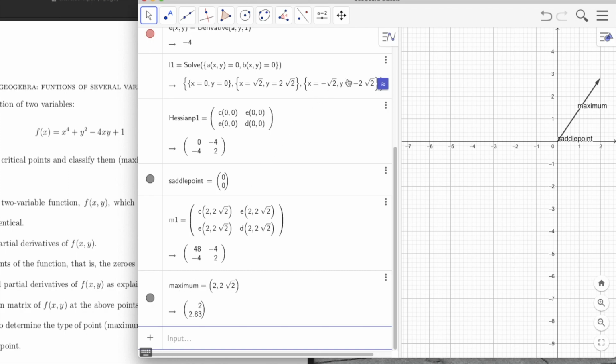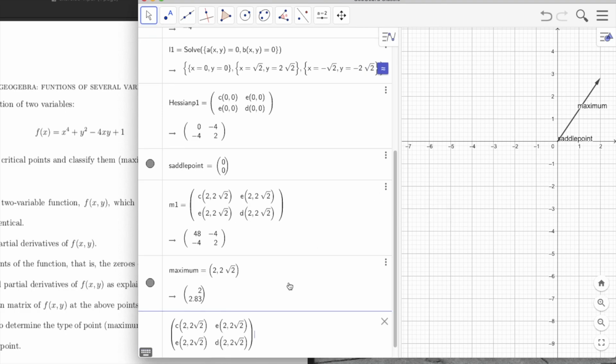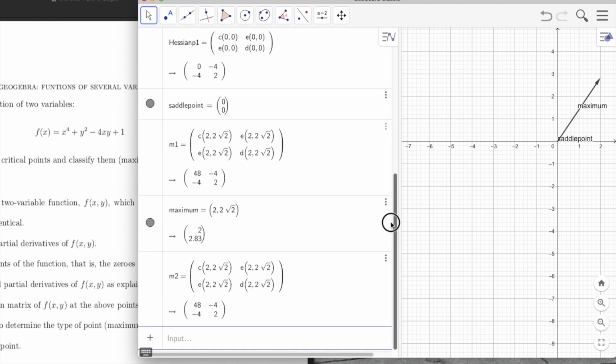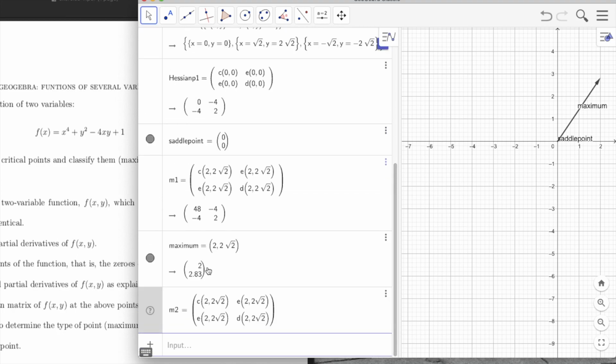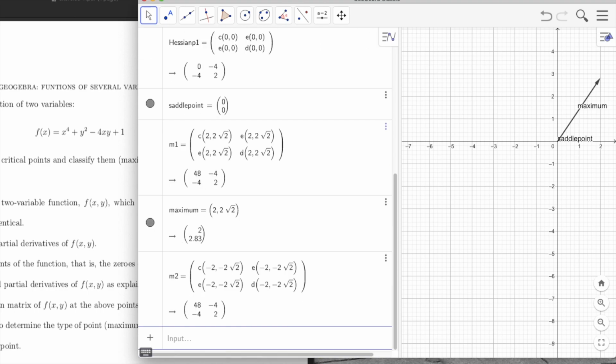For the second one, I'm going to copy this matrix here. So I duplicate it. And I have that one is minus root 2, minus 2 root 2. So it's the negative of this one. So let me put it here also. I'll put the minus here, and then minus everywhere. That's it. Again, it's the same matrix.